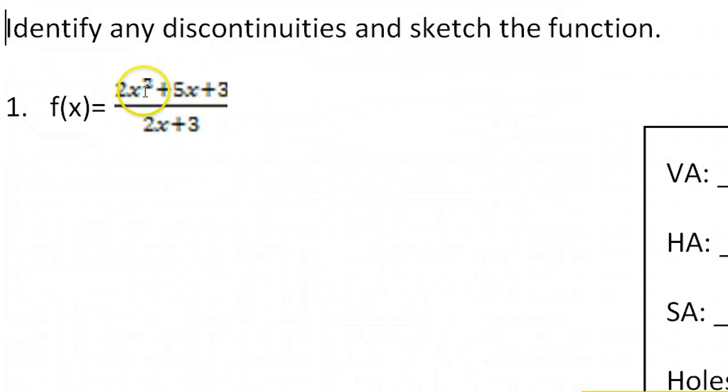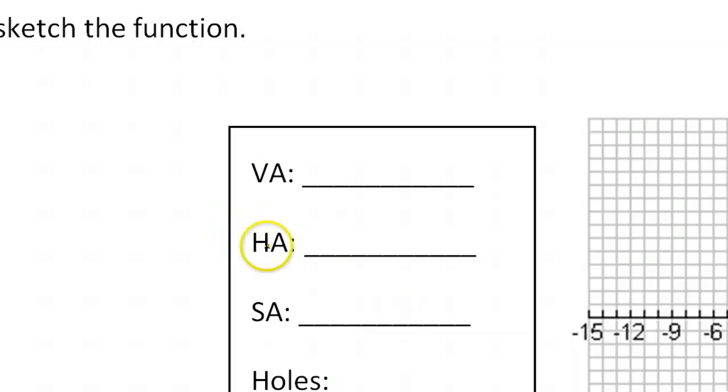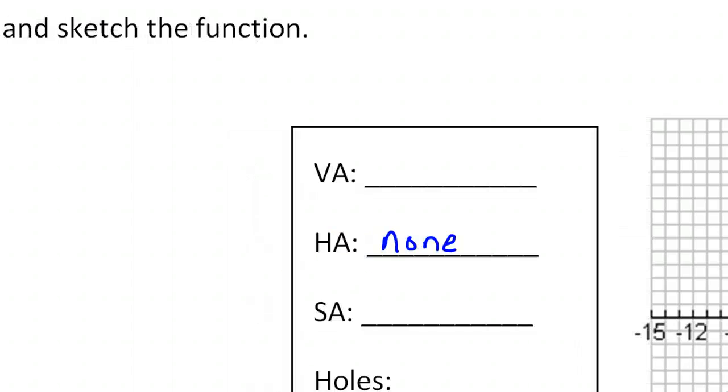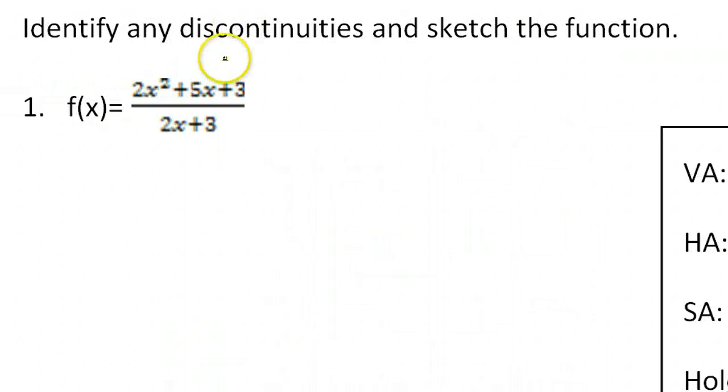Alright, the numerator has degree 2, the denominator is degree 1. So since the top degree is higher, there is no horizontal asymptote. So we might as well go ahead and write that down. Horizontal asymptote, none.